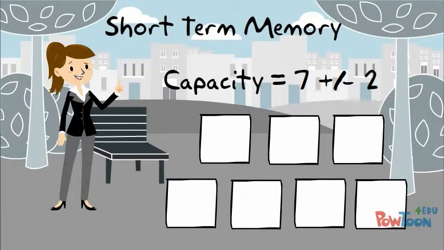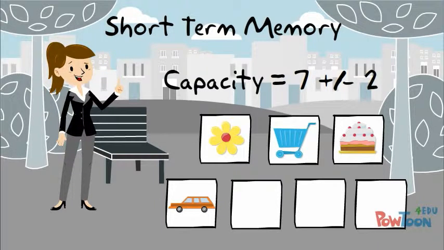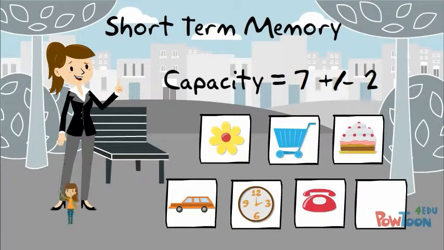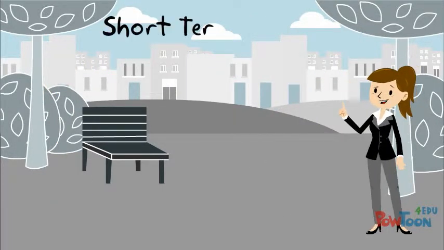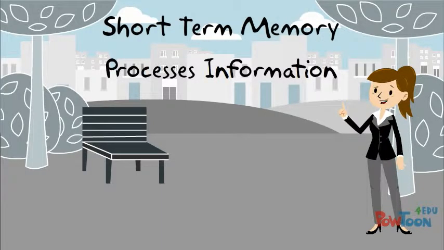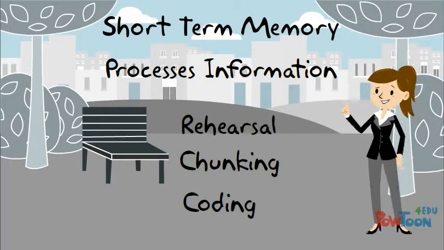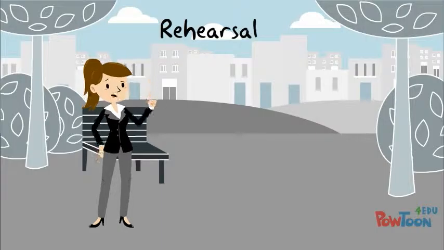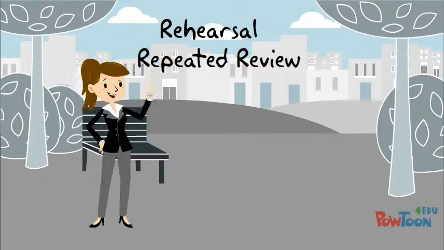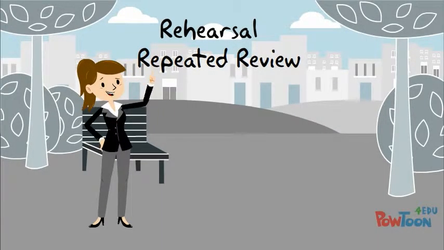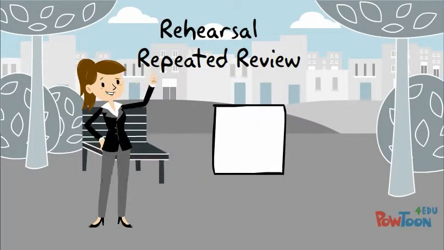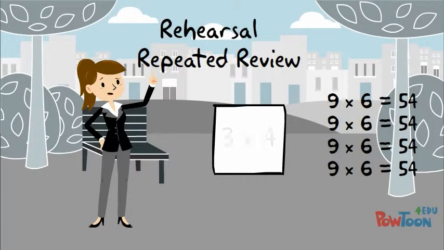Imagine 7 holding cells where information is placed. Once all the cells are full, the short-term memory must empty a cell in order to accept new information. One of the short-term memory's major functions is processing the information. 3 of these processes include rehearsal, chunking, and coding. Rehearsal is the repeated review of information in order to transfer it to the long-term memory. This can occur through flashcards or studying the information over and over again.